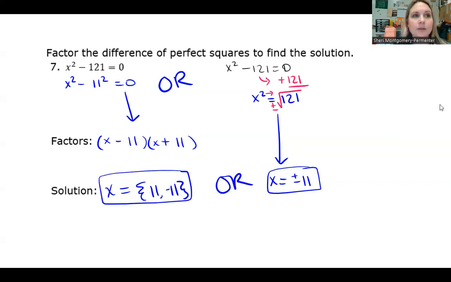So it doesn't really matter which way you want to solve. You can either go like this and factor it and get your answer, or you can solve by square rooting. So you will add that and then square root. And whenever you square root, you have to do plus and minus.